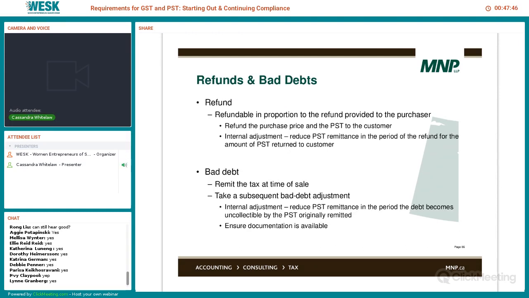In terms where you've refunded a customer for an item, you'll refund both the purchase price and the PST to the customer, and then you'll take an internal adjustment when calculating your PST remittance and reduce your remittance by the amount of the refund. Bad debts are similar. You remit the tax at the time of sale, and then once you have documentation proving that the debt has gone bad, you can take another internal adjustment and reduce your next PST remittance by the amount of the bad debt.